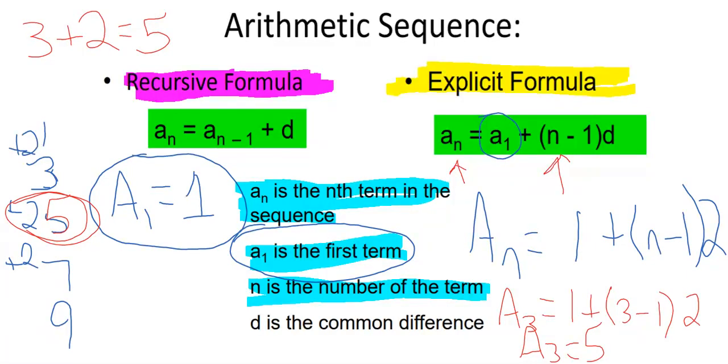Okay, and the other big one we want to know is the common difference. The common difference is how much those are increasing or decreasing per term. So consecutively, how much are they increasing or decreasing? This one here, my common difference was a 2, because we're increasing by 2 each term.